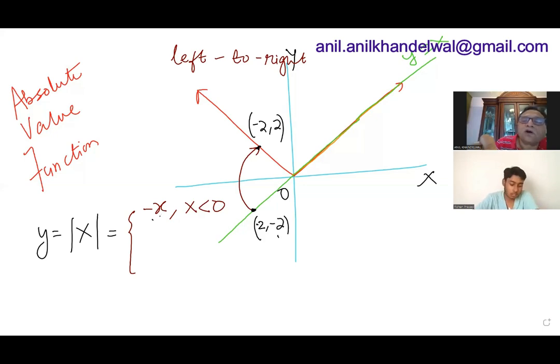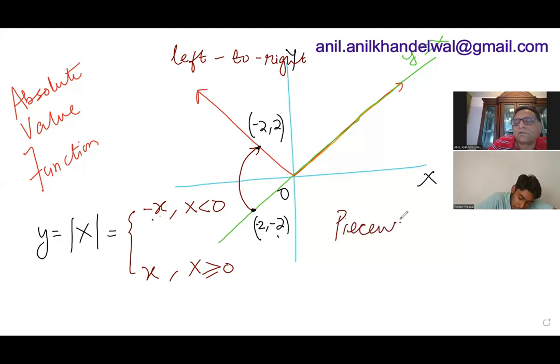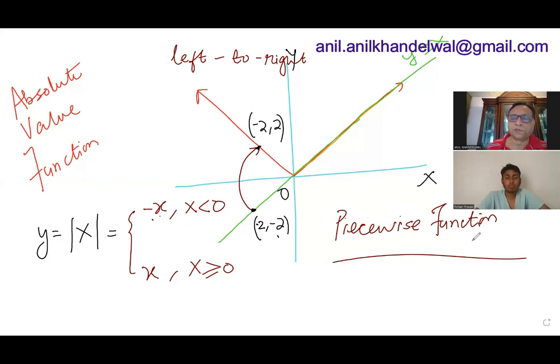However, on the other hand, if x value is greater than or equal to 0, in that case, the line is the same as absolute value function. So it overlaps. There's no reflection. You see that? Yes, sir. Otherwise, we can see that absolute function is kind of a piecewise function. Perfect.